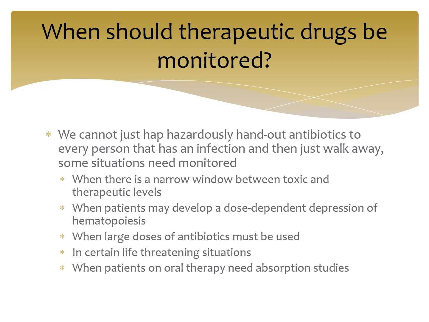We want to make sure that our patients don't develop a dose-dependent depression of hematopoiesis. In other words, we want to make sure they don't develop poor development of their red blood cells. When we're giving our patients large doses of antibiotics that have to be used, we want to avoid toxic effects on their organs. We also have to monitor drugs in certain life-threatening situations, and when patients are on oral therapy, we need to make sure that the drug is being absorbed correctly or adequately.